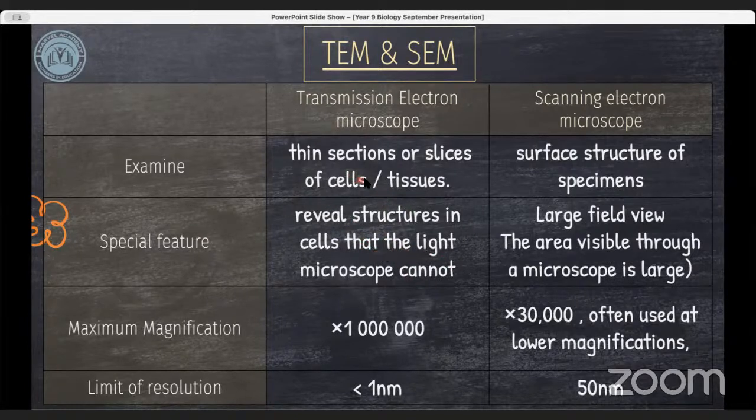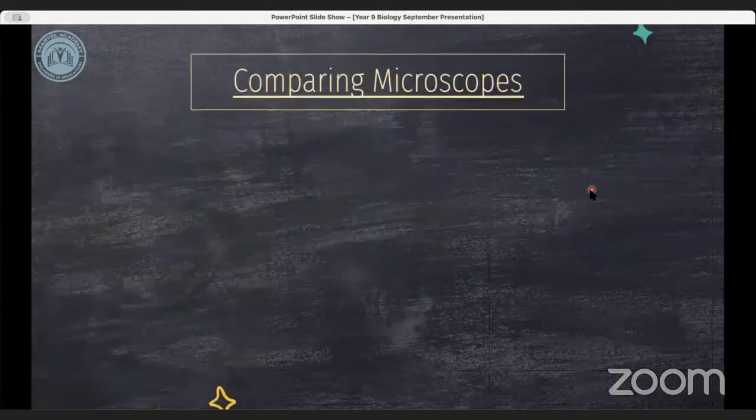Now this transmission electron microscope reveals structures that are not present in the light microscope, right? You all know that. Here, transmission means we focus only on a thin section, like slices. But with the surface view, you can put the full structure in and get it.